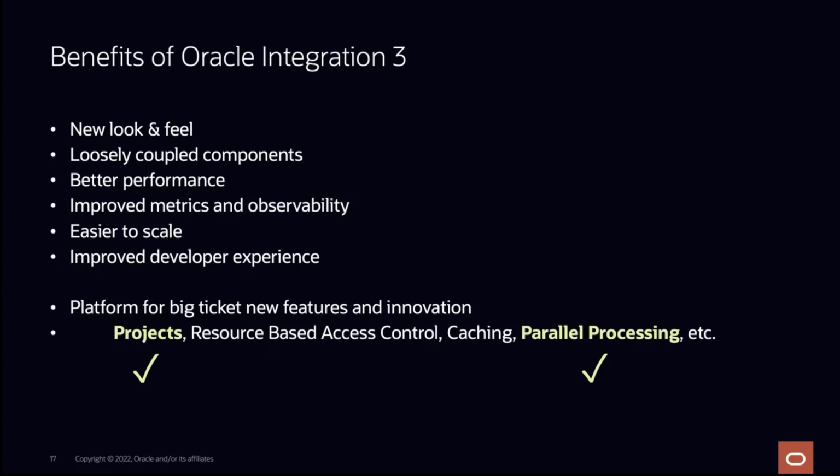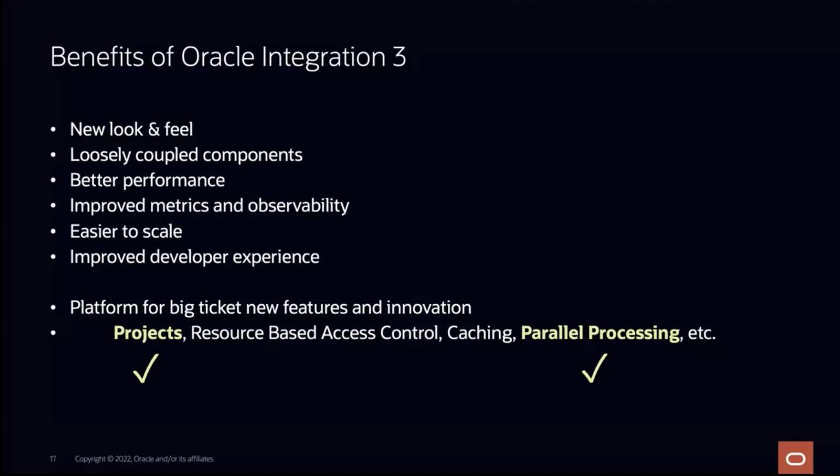And with Gen 3, there are new big features coming as well, or already delivered. Those include projects, a new way to organize like components in OIC, so you're not having to deal with all of your integrations and connections in one place. You can subdivide those logically into their own groupings, what we call projects. There's more functionality, but we'll go through it. There's resource-based access control, which is coming, so you can say, I want developer 1 to be able to access this set of integrations, but not that set, which gives you more granular control.